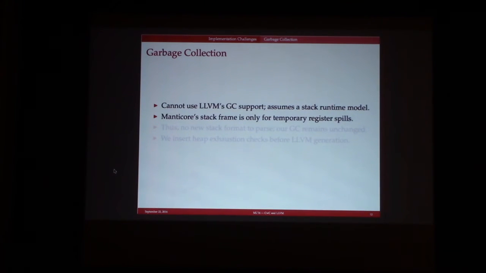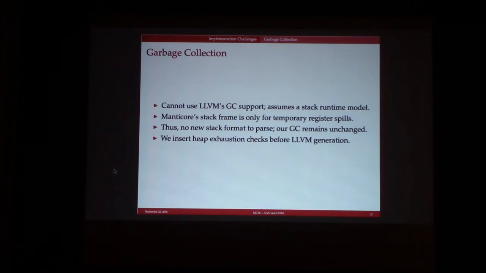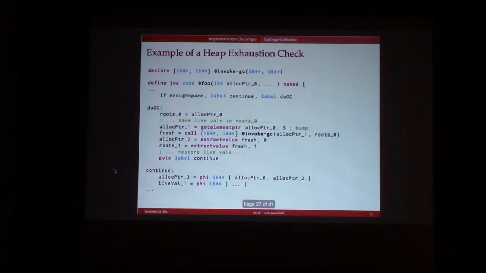Okay, so as I've mentioned, the stack frame is only used for temporary register spills because everything that's live is only in the registers when we do a jump. So actually GC for us was quite easy because we don't have to parse LLVM stacks. The only thing we have to do is insert heap exhaustion checks before we do LLVM code generation. Okay, so I have an example of what this looks like.